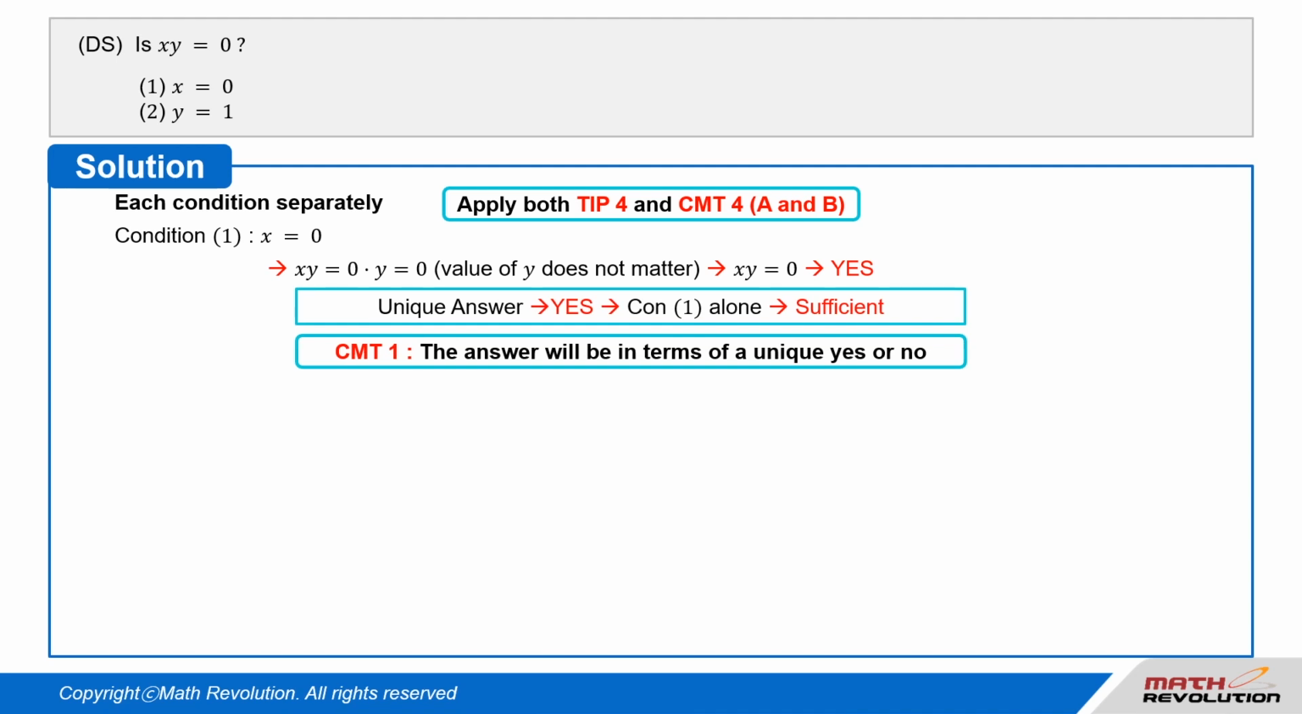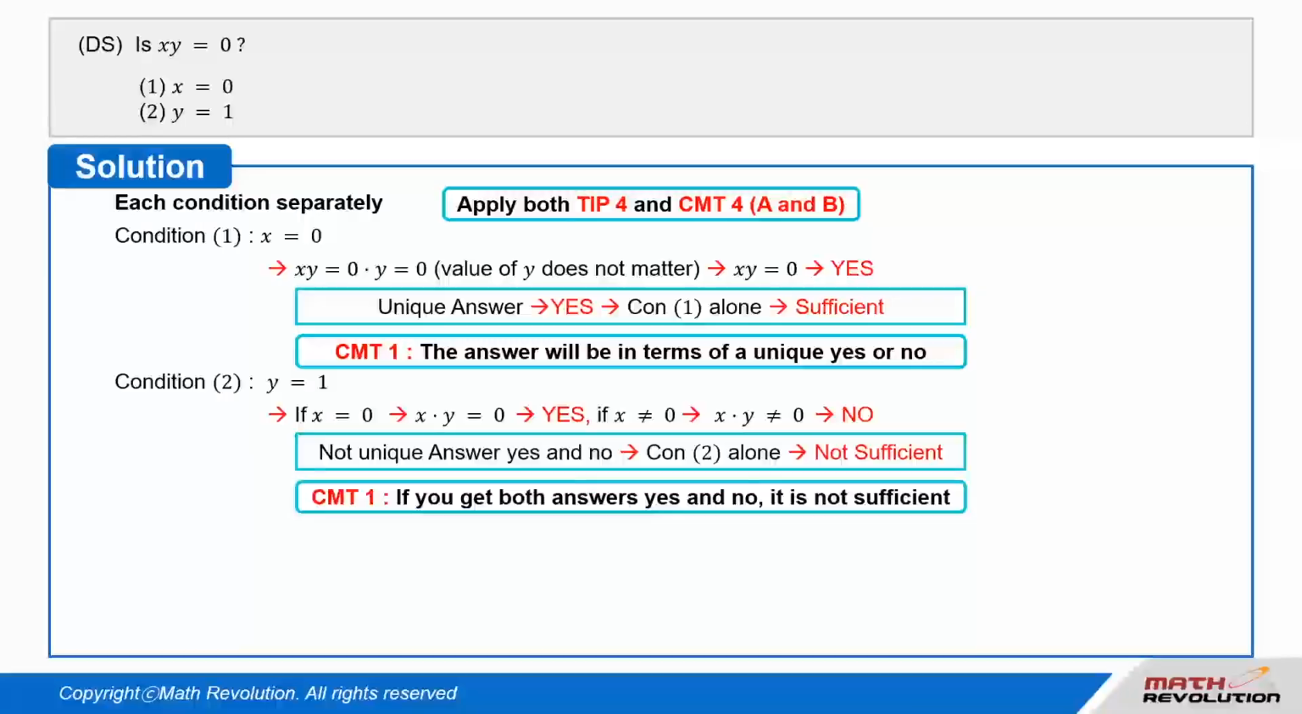And this condition is sufficient by CMT1, which means that the answer should be in terms of a unique yes or no. Condition 2 tells us that y equals 1. Thus, x times y will be 0 if x is 0, so the answer is yes. But x times y will not be 0 for any other value of x, so this solution gives no.